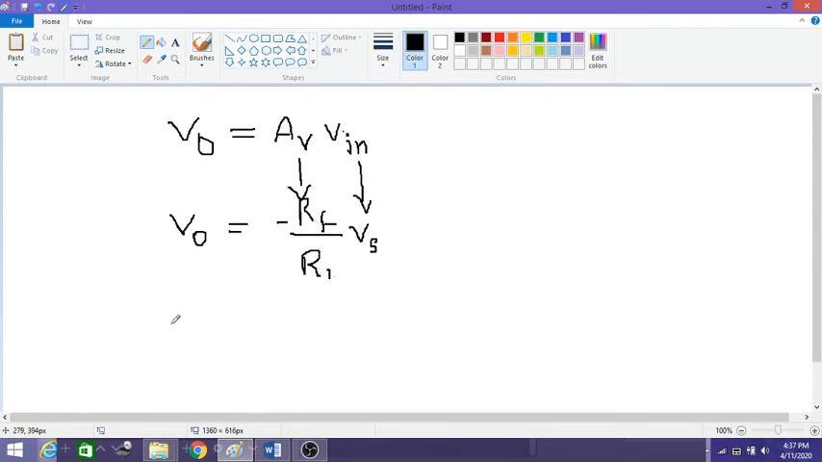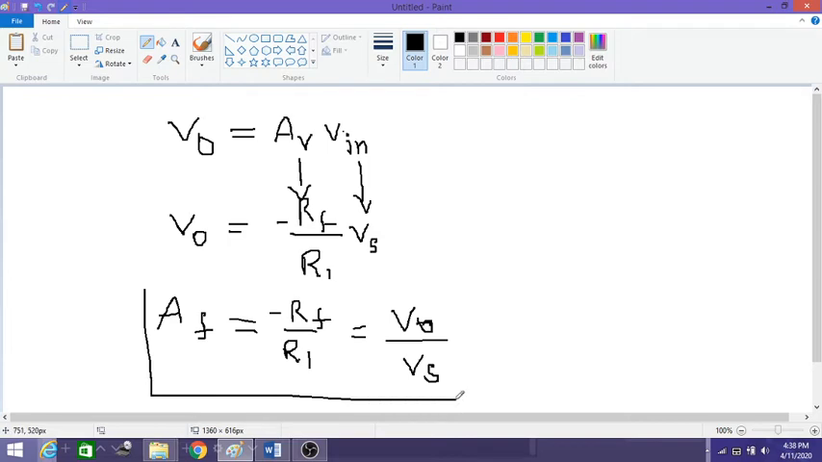So RF by R1 is represented as another term. Rather than relating this straight away to AV, we'll use another term AF. So AF is equal to RF by R1. The minus sign represents that the output is 180 degrees out of phase with the input. That is what it means. Otherwise it has nothing to do with the minus sign. So this is nothing but our V0 by Vs. We can relate this equation like this.